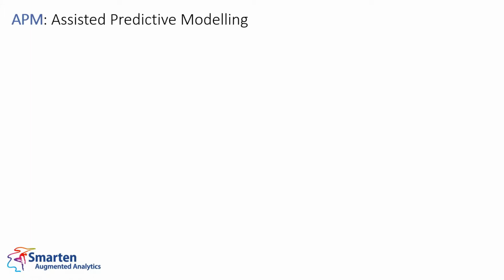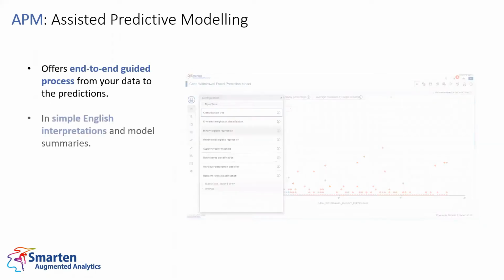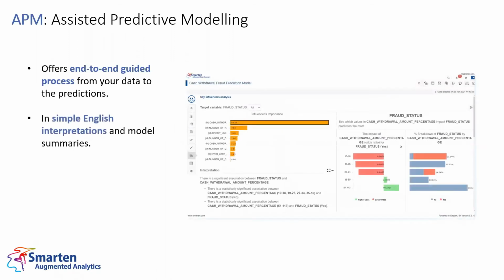Yeah. Thank you, Arbuda. Now let's talk about assisted predictive modeling. What is assisted predictive modeling? If you don't know how to code in any language like Python or Java, or you don't have any in-depth knowledge of data science, Smarten assisted predictive modeling is coming to your rescue. It offers an end-to-end process from your data preparation to the final prediction, and it provides you the interpretation in very simple English that anyone can understand.